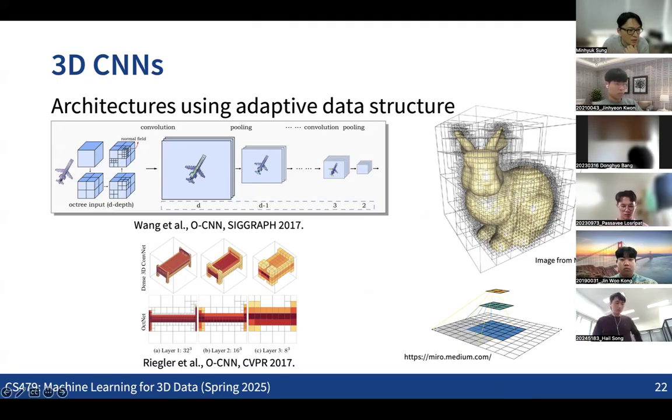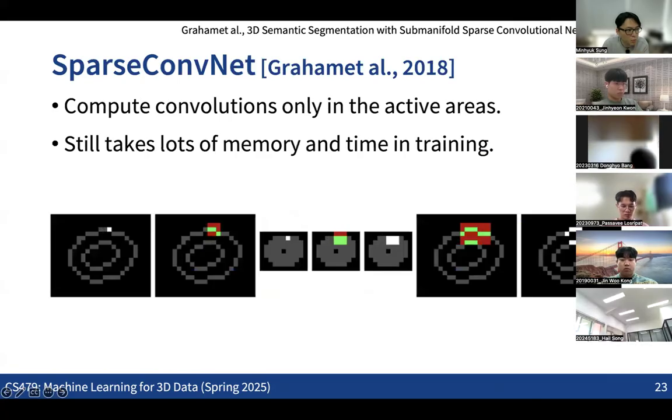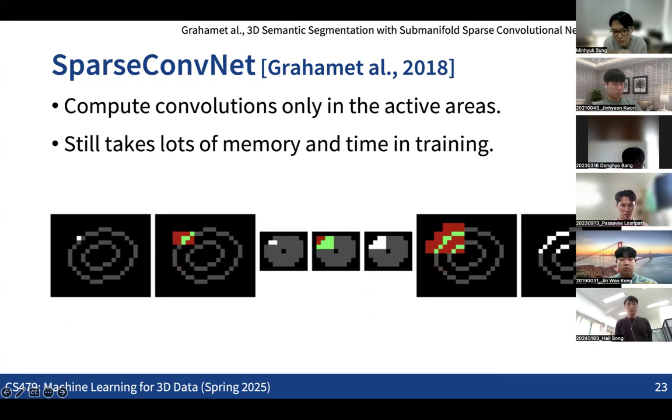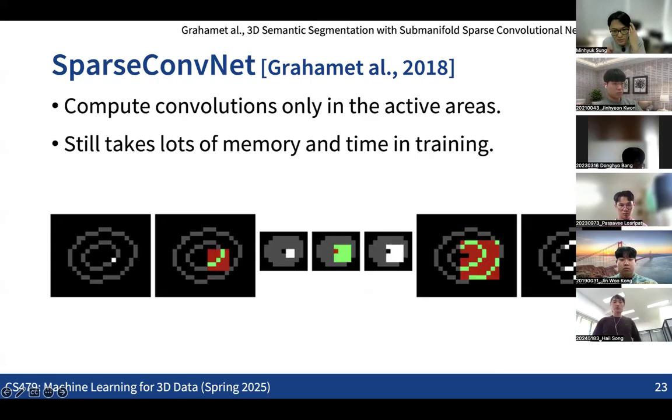And the other direction is basically applying the convolution operation only in some active areas. So here the idea is that we are not performing the 3D convolution for the entire region, but we only look at the regions where we know the surface is located. Only for those regions where we know the surface is there, we apply the convolution operations, so that we save our time.